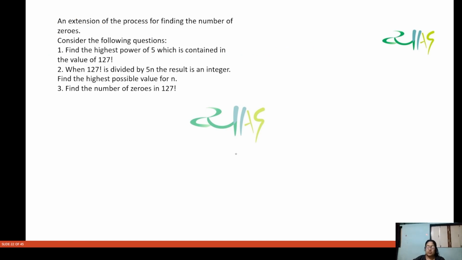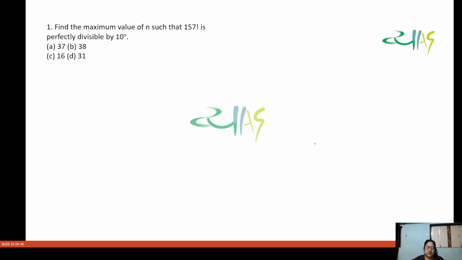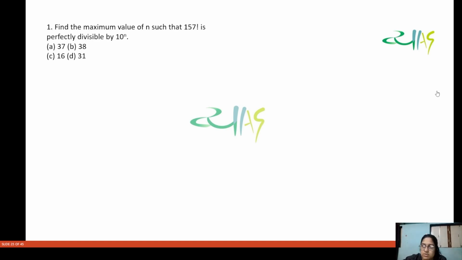So now we already know how to find the zeros. Okay. How to find the zeros. So try to practice this for these numbers of factorial, and we know many concepts. Let's just see one more question. What this question says is, find the maximum value of n such that 157 factorial is perfectly divisible by 10 to the power n.